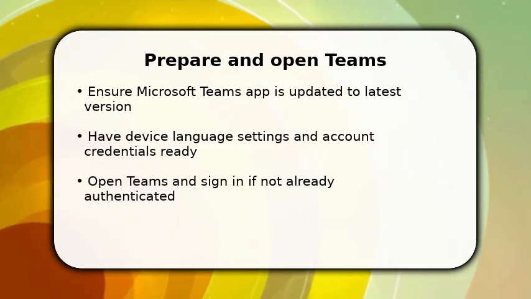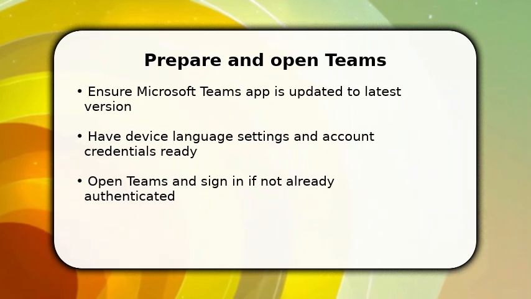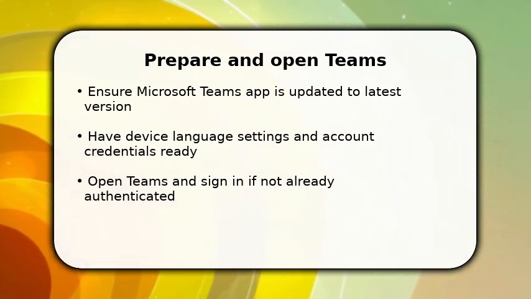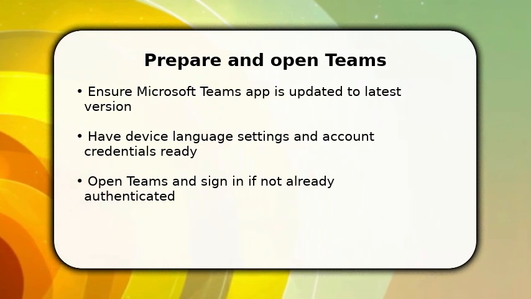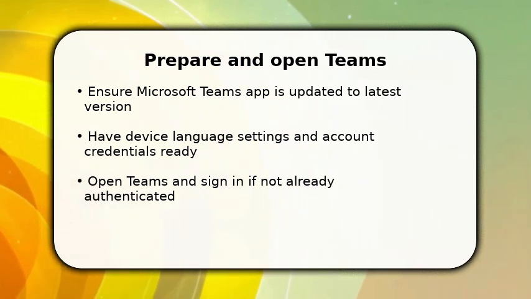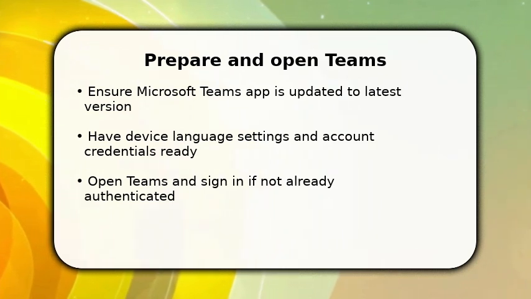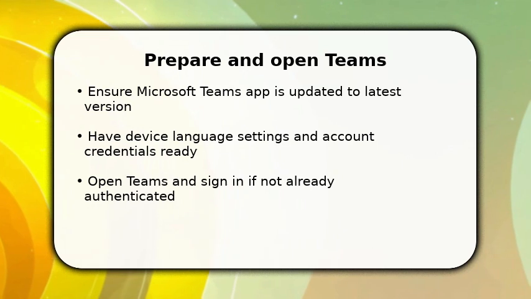You start by confirming the app is up to date and that you're signed in. This avoids settings mismatch. Once done, open Microsoft Teams on your phone and tap your profile picture in the top left corner. You'll see a menu. Scroll to find settings immediately.